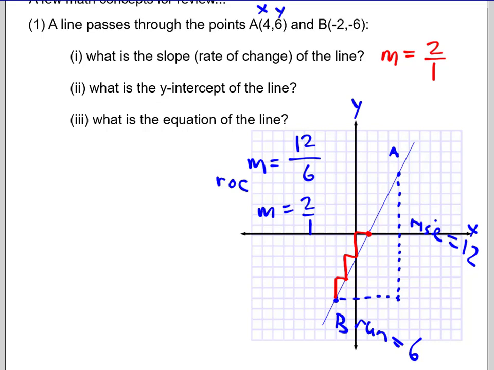What is the y-intercept of the line? Okay, well the y-intercept is where the line crosses the y-axis. It's this location right here. And it would have a location of (0, -2).